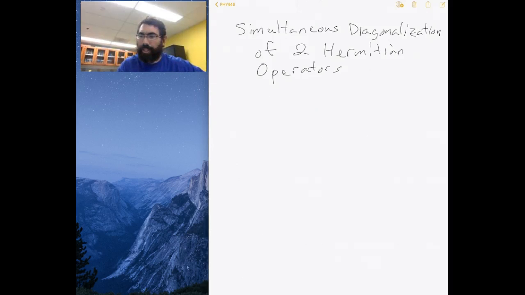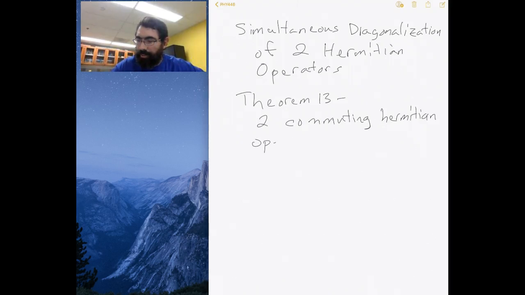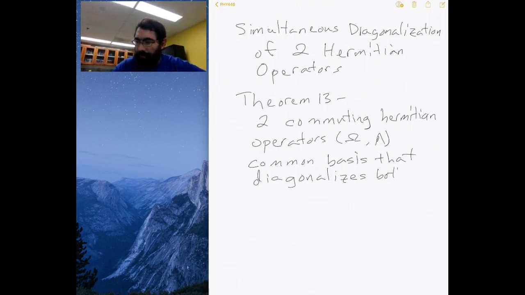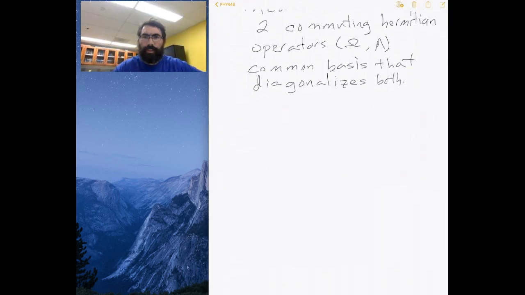So basically what I'm looking at is in the book, Theorem 13, which says that if I have two commuting Hermitian operators, we can call them omega and lambda, then those two commuting Hermitian operators, we should be able to find a common basis for them so that both of them get diagonalized. So we're looking for a common basis that diagonalizes both.